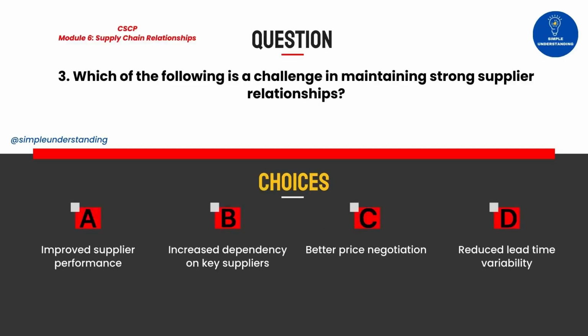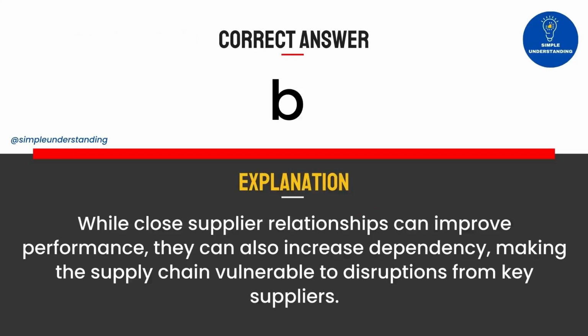3. Which of the following is a challenge in maintaining strong supplier relationships? A. Improved supplier performance. B. Increased dependency on key suppliers. C. Better price negotiation. D. Reduced lead time variability. Correct answer, B. Explanation. While close supplier relationships can improve performance, they can also increase dependency, making the supply chain vulnerable to disruptions from key suppliers.